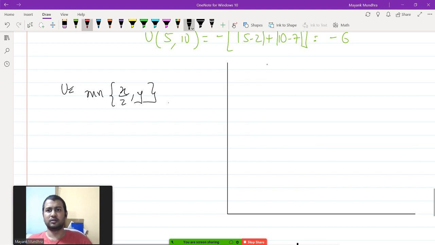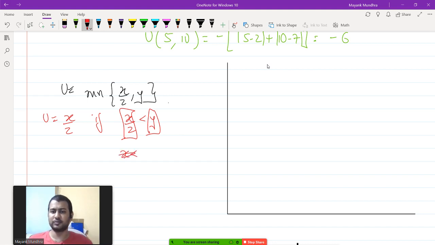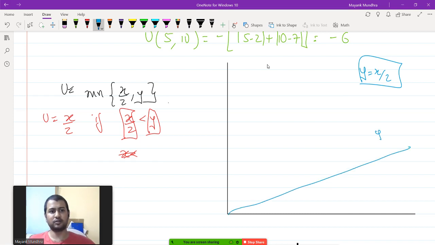Okay, so utility will be equal to x by 2 if x by 2 is less than y. So whenever x by 2 is less than y, utility equals to x by 2. So what is the region for x by 2 less than y? So this is going to be the region y greater than x by 2. So first of all, I am going to plot y equals to x by 2. So that is the line with slope half. Okay, so slope half वाली line बना लो यहाँ से. So this is your y equals to x by 2 line.